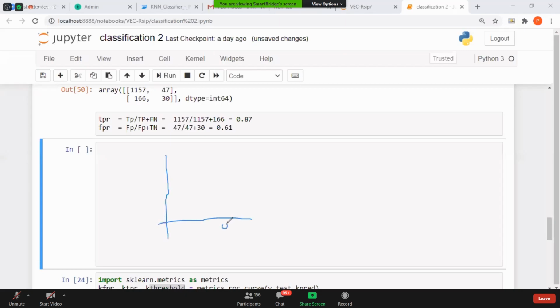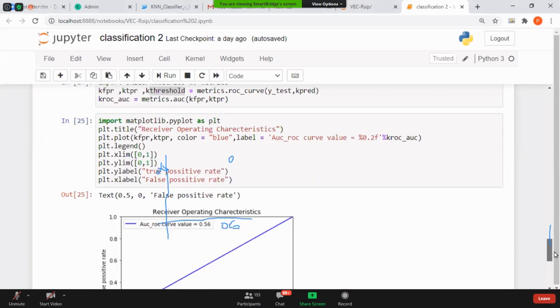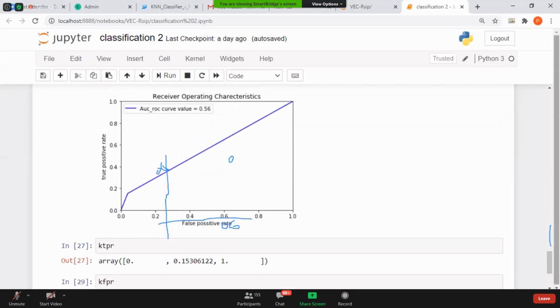0.6 is here. 0.8 is here. Okay. So whenever I plot, I get a point over here. But if you see here, how am I getting a curve like this?